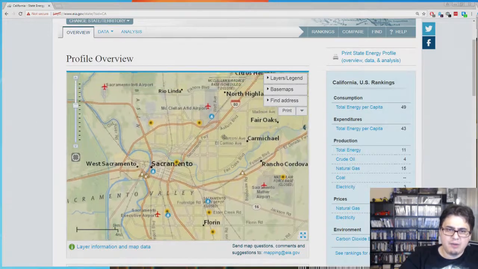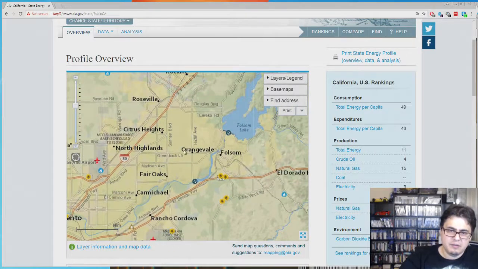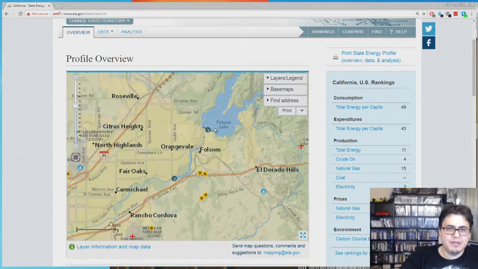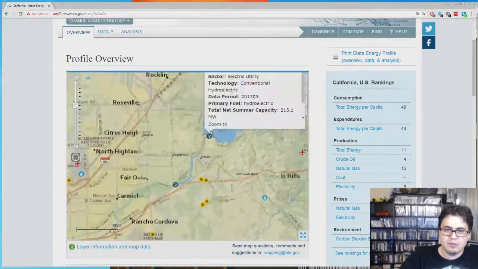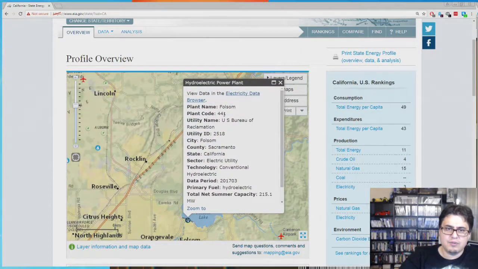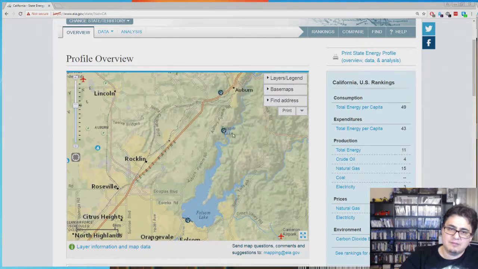We could zoom out and go up here. Now this looks familiar: Folsom Lake. This is Folsom Dam. All right, click that. What does this say? Folsom Dam, a hydroelectric power plant, 215 megawatts. So that's a lot bigger. It's not a giant dam, but 250 megawatts is not something to laugh about.